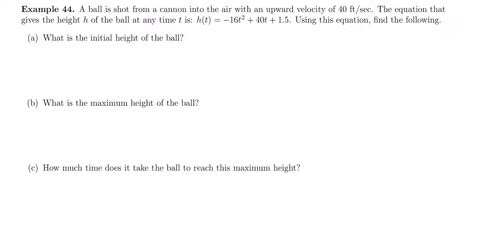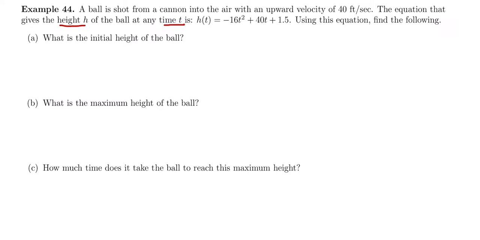In this example, we have a ball that is shot from a cannon into the air with an upward velocity of 40 feet per second. The equation gives the height h of the ball at any time t. So looking at this function, we're plugging in time and we are getting out the height.